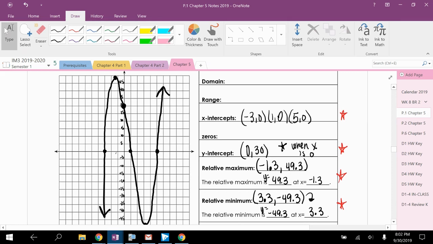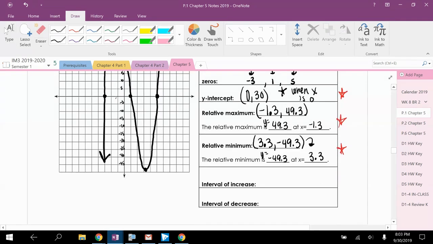Like all cubic functions, our domain and range is all real numbers because I go forever left, forever right, forever up, and forever down. Your zeros are always those x values, so negative 3, 1, and 5. So those are our 3 zeros. Remember, those are the solutions to your problem. If I asked you what are the solutions, what are the zeros, it would just be those 3 numbers.